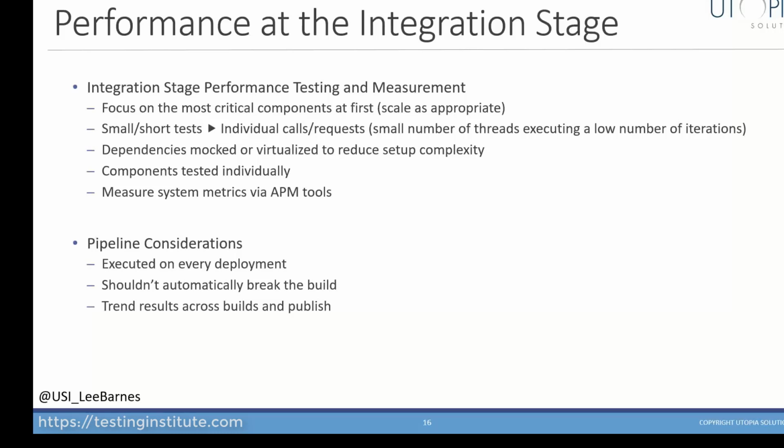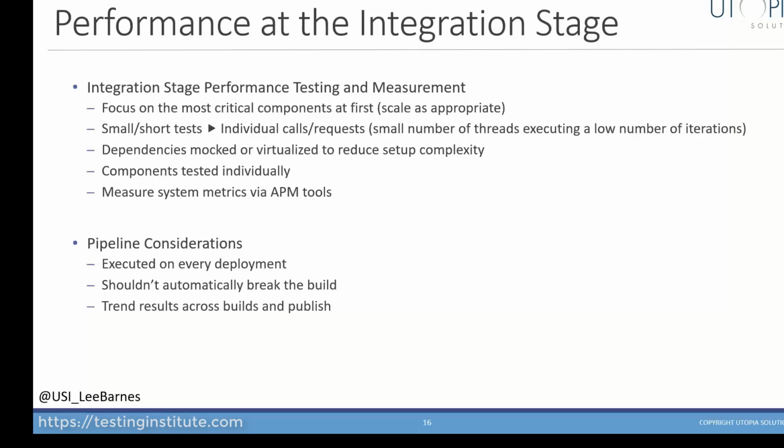So what we want to do is look for trends across builds. We're not trying to answer questions about how the system is going to perform in production at this stage. Rather, we're just trying to get feedback about the performance of a component. So if the delivery team sees something they don't like, they can start addressing it as soon as possible.